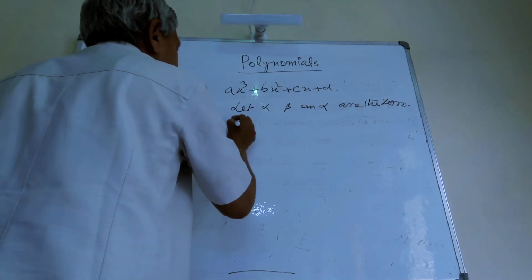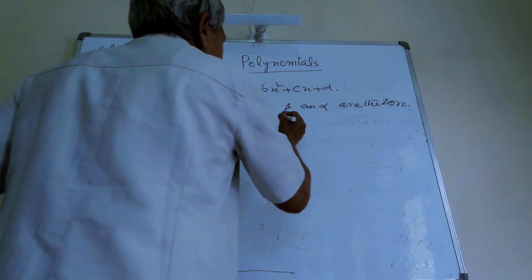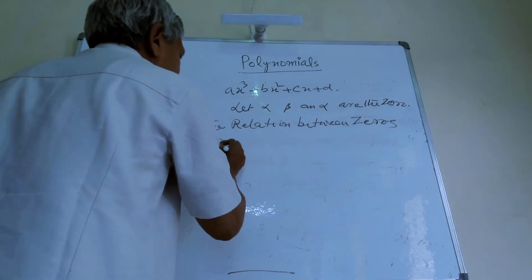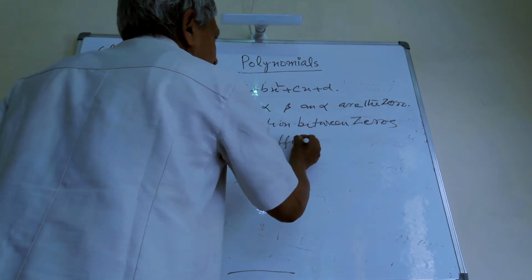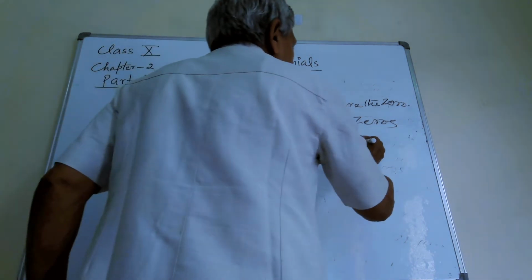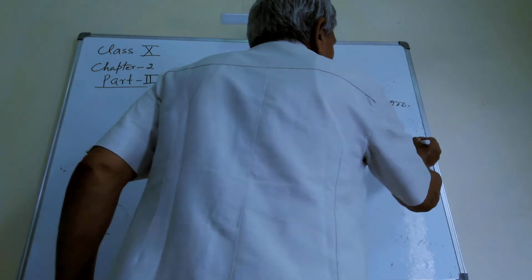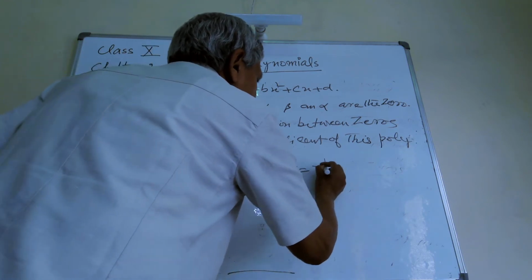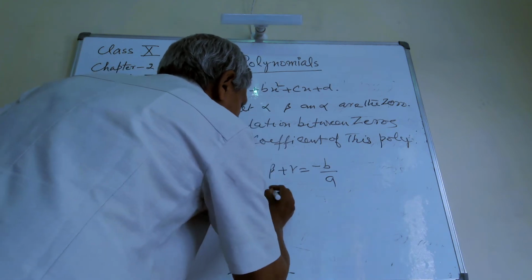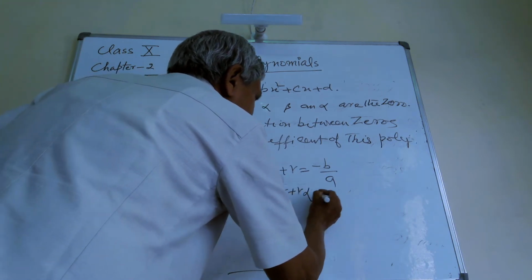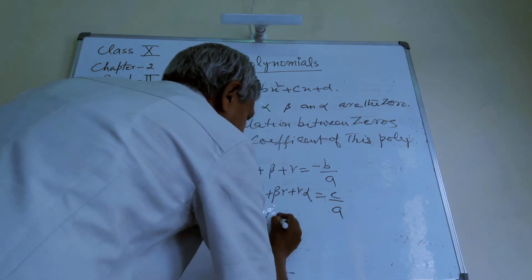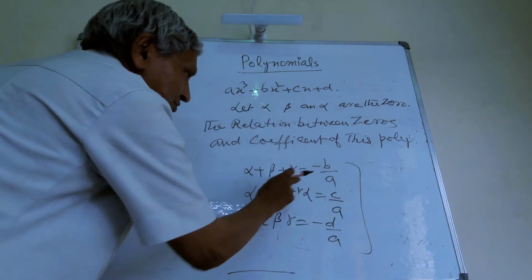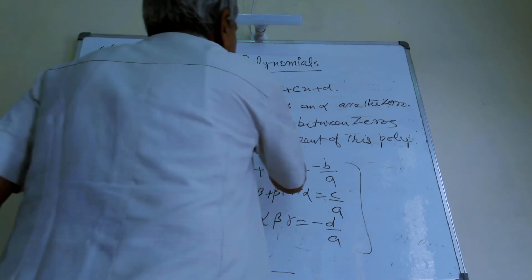The relation between zeros and coefficients of this polynomial: alpha plus beta plus gamma is equal to minus b upon a. Alpha beta plus beta gamma plus gamma alpha is equal to c upon a. Alpha beta gamma is equal to minus d upon a. This is the relation between zeros and the coefficients of this cubic polynomial.